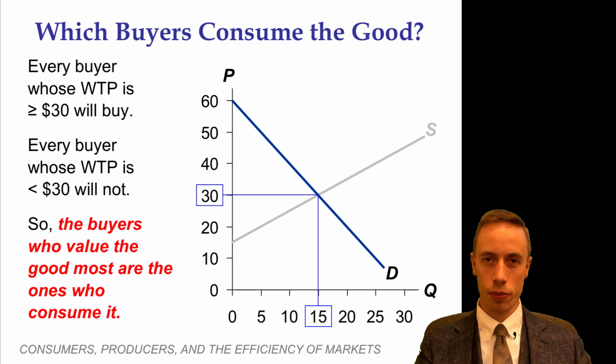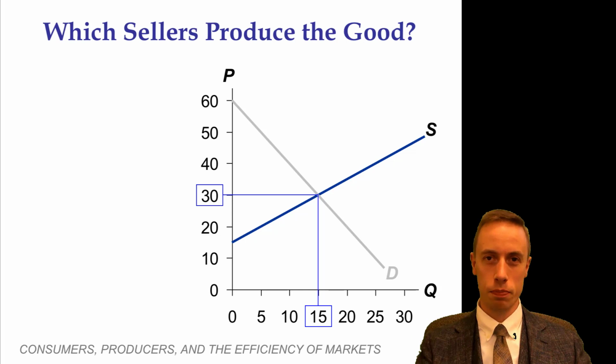Now let's look at this from the perspective of the sellers. Their cost is represented by the supply curve. For example, if I asked you, what does it cost to manufacture shoe number 20? You could look at the supply curve, its height, and say that shoe number 20 has a production cost of $35.